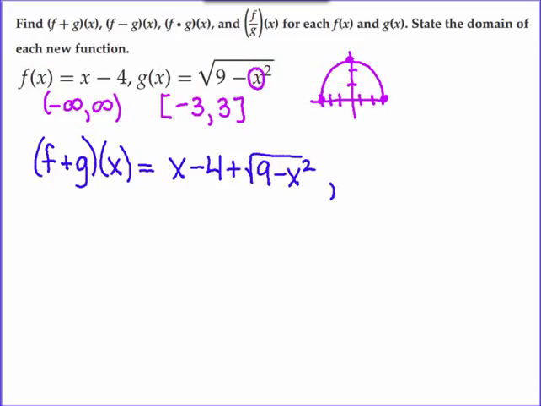Now we need to write the domain of that. What's the domain going to be? Negative 3 to positive 3, because that's the intersection of the two. Good. So there we did one of them. Fairly straightforward. Easy peasy, golden squeezy.